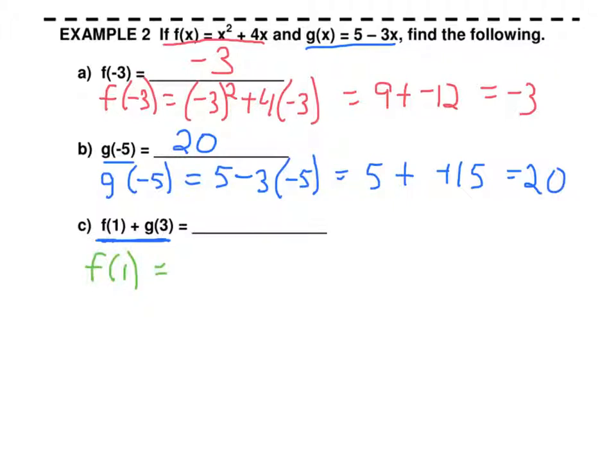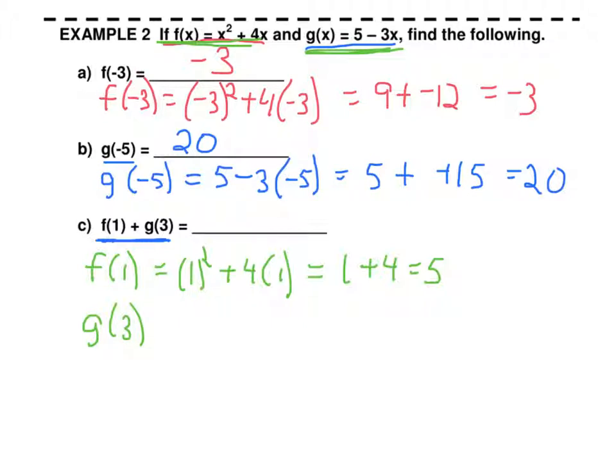So f of 1, this is it right here, that's what I'm doing. I take 1 and square it, plus 4 times 1. So 1 squared is 1 plus 4, so that's going to make 5. Then I find g of 3, and I'm going to use this function. So I do 5 minus 3, and then substitute a 3. And so that's going to be 5 minus 9, which is equal to -4.